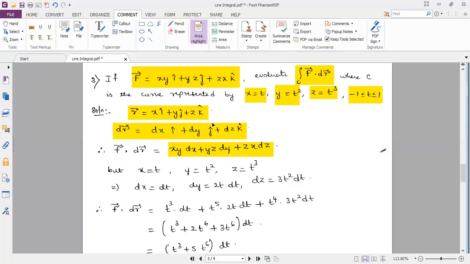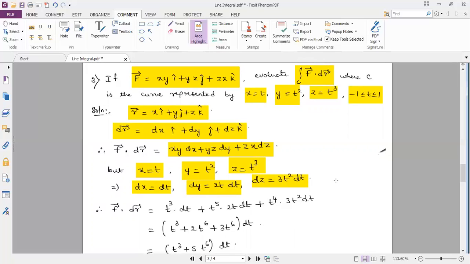Now use the values of x, y, z given in terms of t. Substituting x is equal to t, y is equal to t square, and z is equal to t cube. Rewriting the differentiation as well, dx will be dt, dy will be the differentiation of t square, which is 2t dt. Similarly, dz will be the differentiation of t cube, which is 3t square dt.